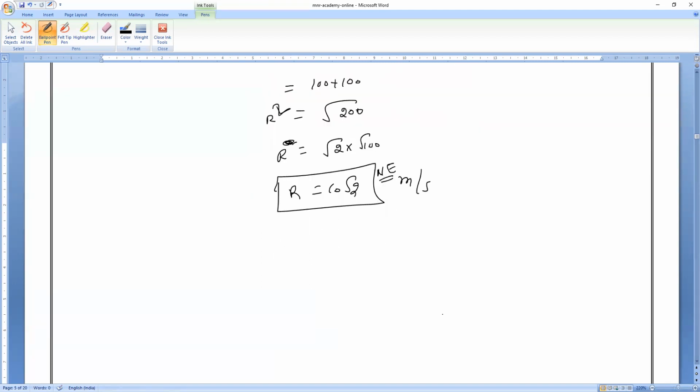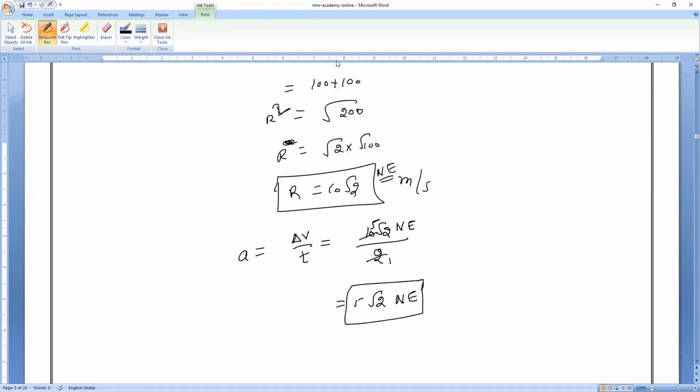So we want acceleration. So what is the acceleration? Acceleration is change in velocity by time. So how much is the change in velocity? 10 root 2 towards the northeast, divided by time, which is 2. So 2 ones are 2, 2 fives are 10. So what is the answer? Everybody, 5 root 2 towards the northeast. That's what you have to remember. Very good. We all got it.